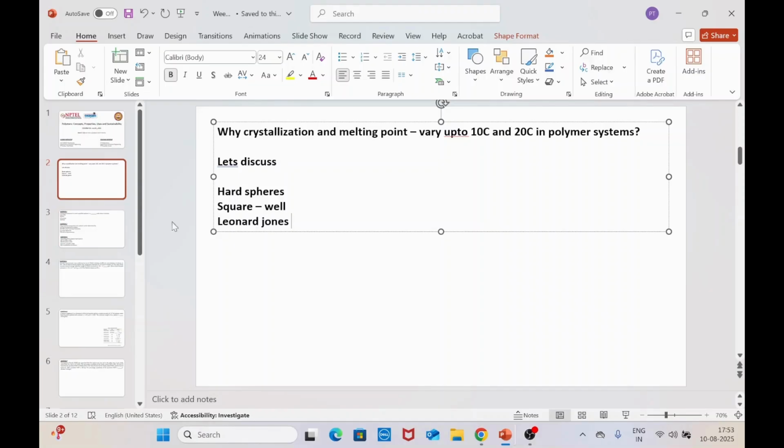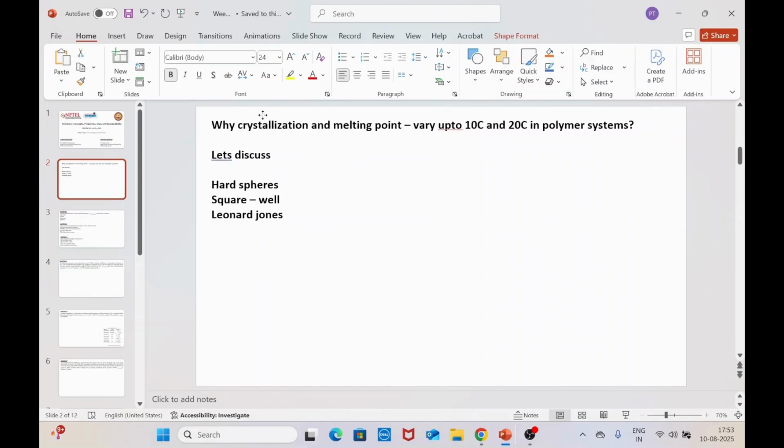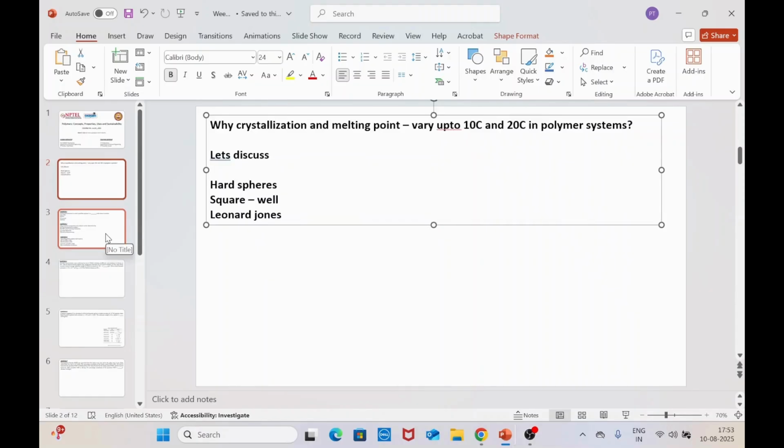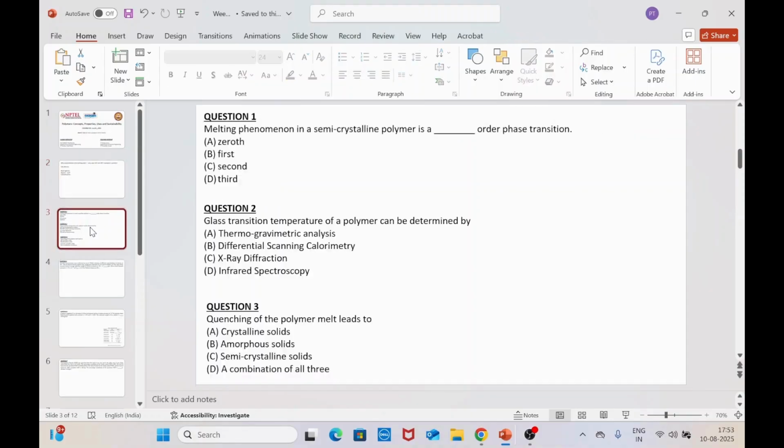So today's conceptual discussion ends here. We have 11 questions to discuss in total. So let's start with that. Let's go with the first question. Before that, let's first finish these three questions before we move to the next one.